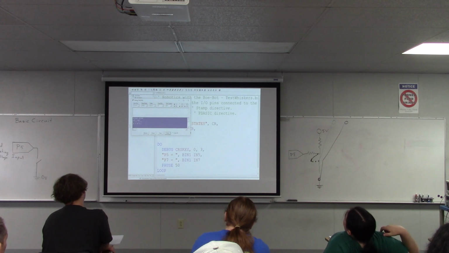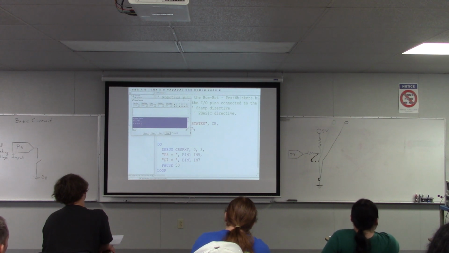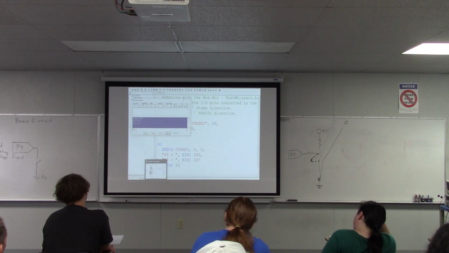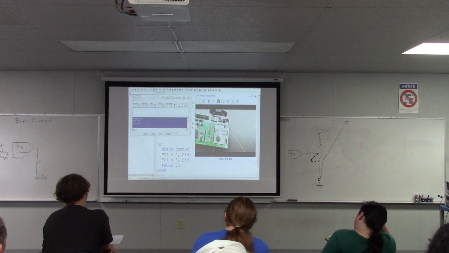So here, this debugging window shows the voltage on pin 5 and the voltage on pin 7. And those are the 2 pins that you use to detect the signals from the whiskers. So right now, it says pin 5 is 1, representing high voltage, and pin 7 is also 1, representing high voltage.